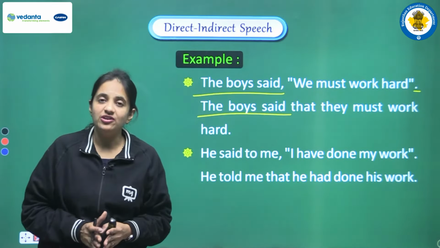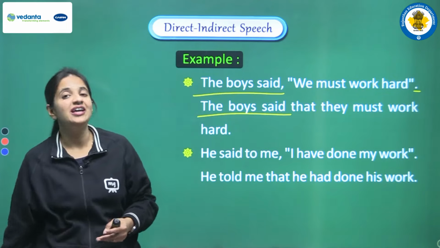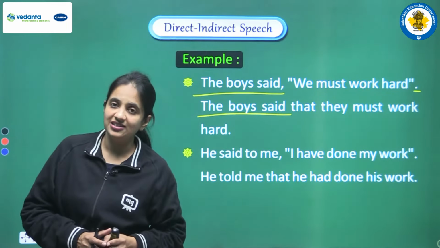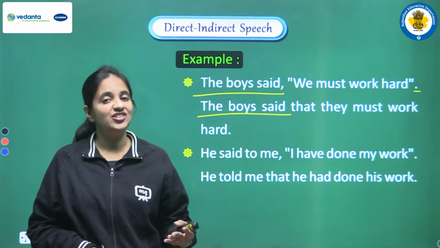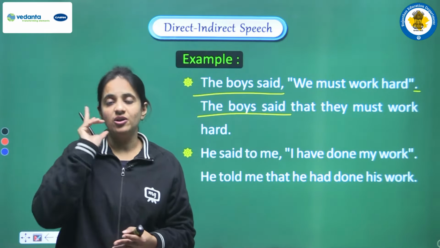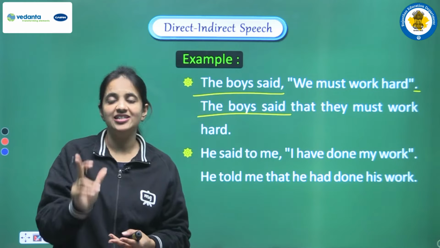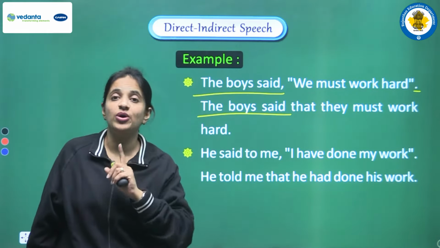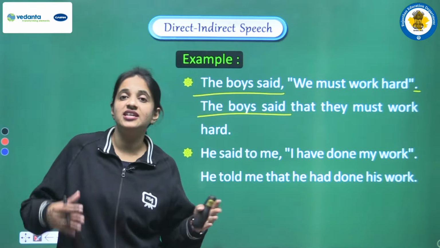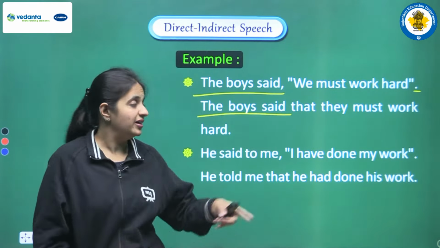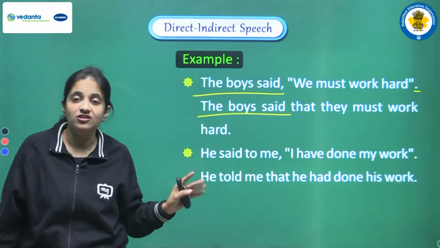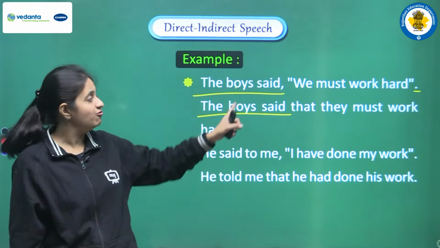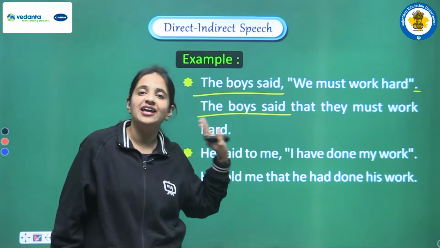क्लियर? सो रिपोर्टिंग वर्ब में हमें सिर्फ एक चेंज करना होता है. हमने पहले भी discuss this thing, that we don't do any changes in the pronoun or any other changes in the reporting verb. The reporting verb is having only one change, and that change is if there is one object, then we change said to into told. But here in this reporting verb we are having no object, so that change is also not applicable here, and we are writing the same said as it is.